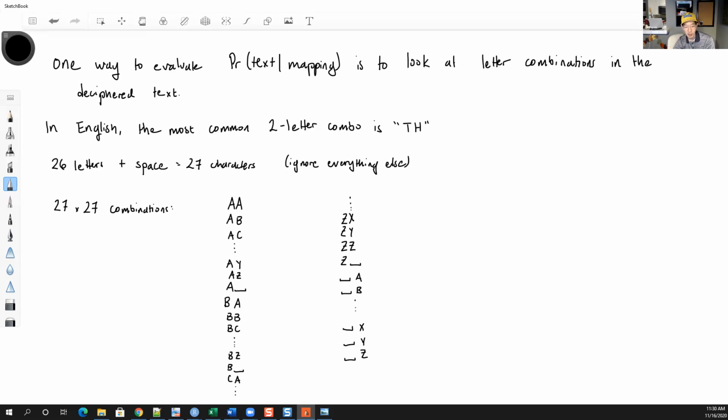So there's going to be 27 by 27, and we're going to try to figure out basically what is the probability of all of these letter combinations.